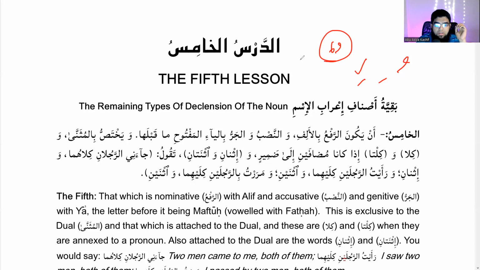Or we learned about the diptotes, right? They don't like kasras at all, only when alif lam comes. So they take dhamma, fatha, fatha. Ibrahimu, Ibrahima, Ibrahima. Like min Ibrahima, inna Ibrahima. Both the same. Even in majrur, they don't take kasras. So let's see what is left.